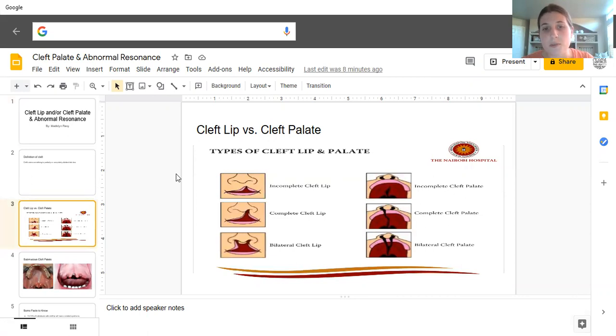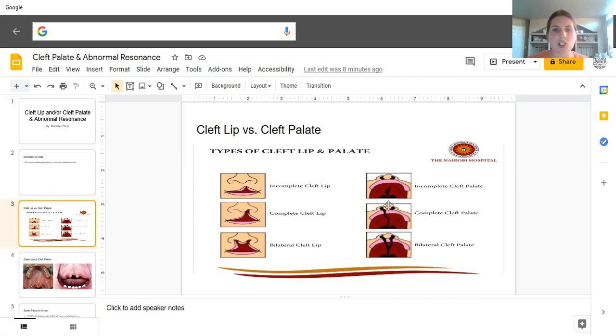It can also be incomplete, and you can see there is a cleft right here, but it's not going up all the way to the nose. Also, there is a complete cleft lip, and you can see it's going up all the way to the nose. Now we are going to get into cleft palate. It can either be incomplete, where it's going from the hard palate to the premaxilla, or it can be complete, and you can see that it's going from the hard palate to the lip.